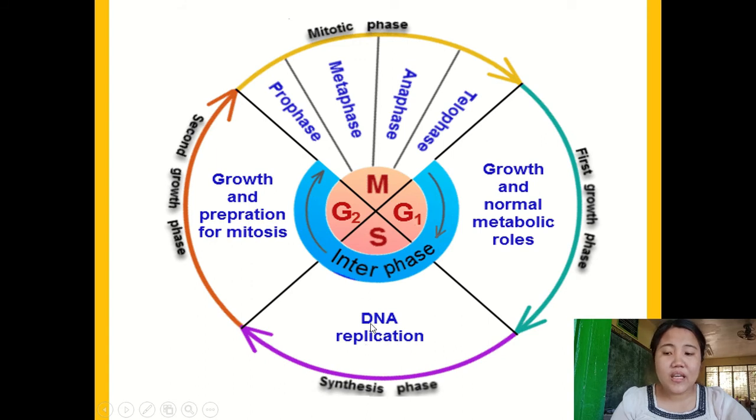Take note, this DNA contains all the genetic material inside our body. Next, the G2 phase, we have the growth and preparation for mitosis. So the cell is actually preparing itself to undergo the division, the mitotic phase. It undergoes different kinds of preparation so that the cell will be ready to undergo this part.